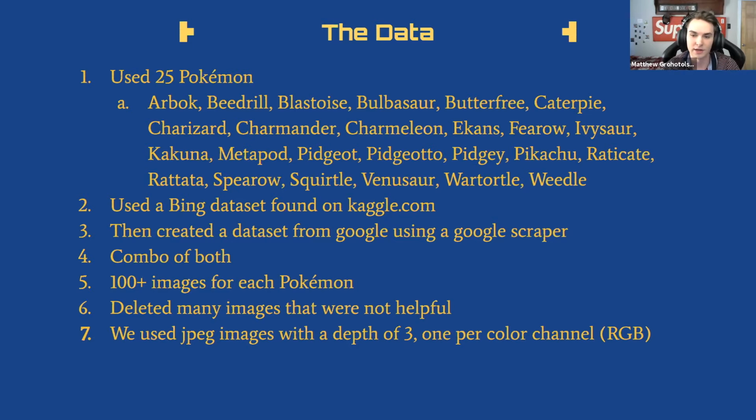So I actually ended up making a Google scraper to download images automatically. I ended up going with a combination of both data sets then: the one that I found on Kaggle and the Google scraper comprised data set. This gave me I think over 100 images for each Pokemon. I think I actually had about 200 before pruning the junk images. So I deleted many images that weren't helpful, that just didn't associate with the given Pokemon.